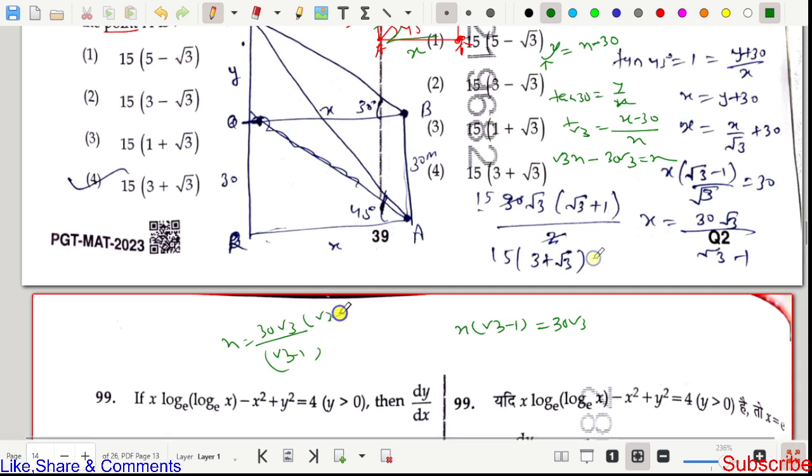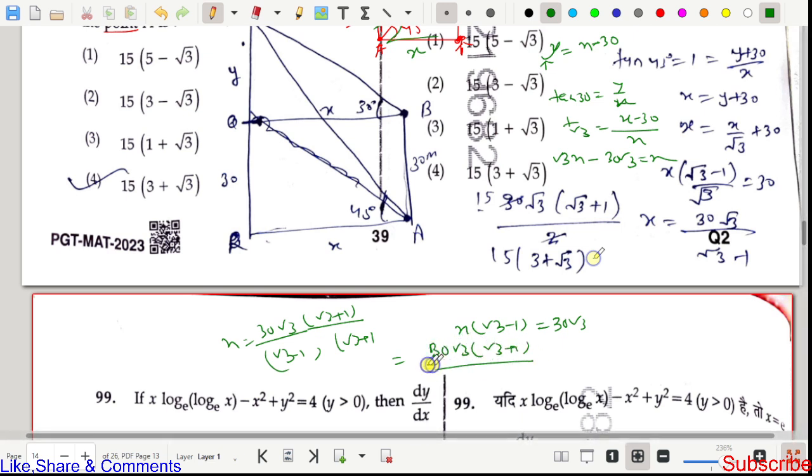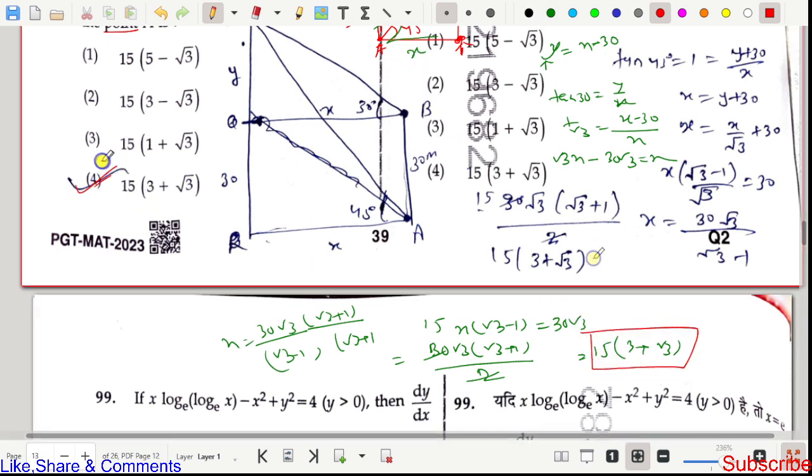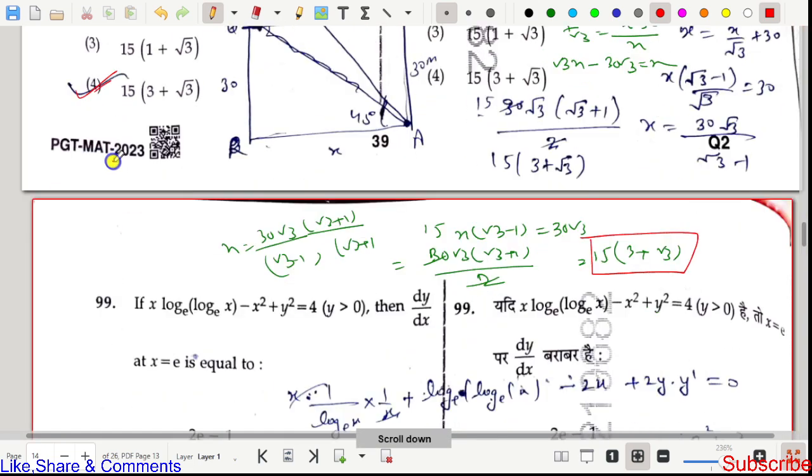Multiplying root 3 plus 1 up and down, we get in the numerator 30 root 3 into (root 3 plus 1), and in the denominator a square minus b square, that is 3 minus 1, that means 2. By 2 it cancels out to 15. So 15 outside the bracket, and inside the bracket 3 plus root 3. So x is our required distance, 15 into (3 plus root 3), that is option 4, our correct answer.